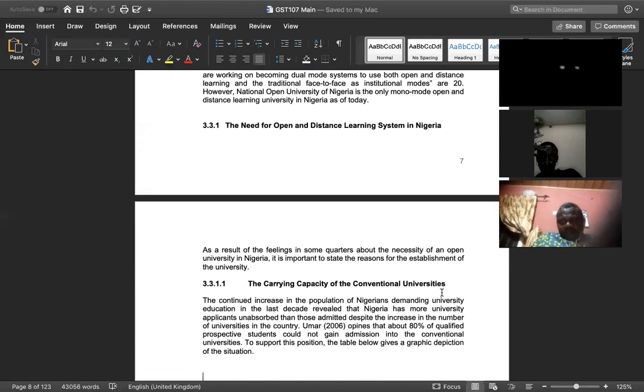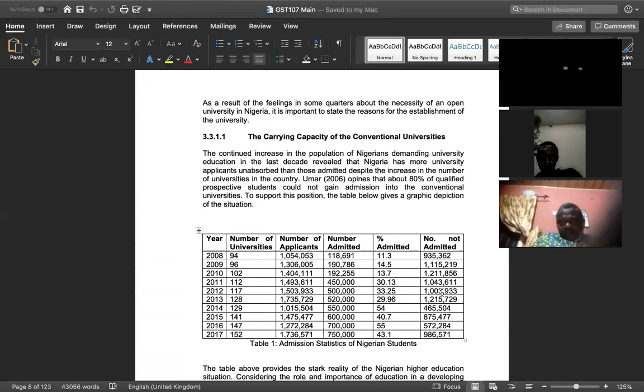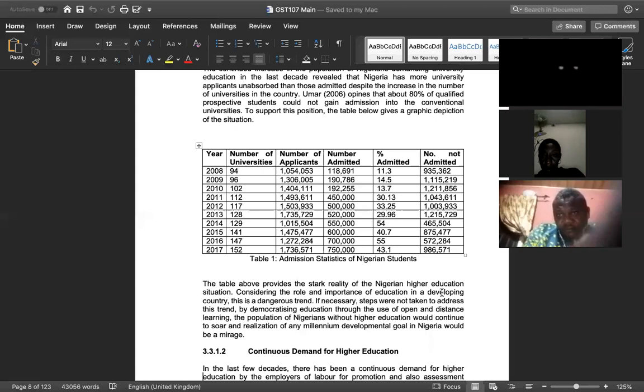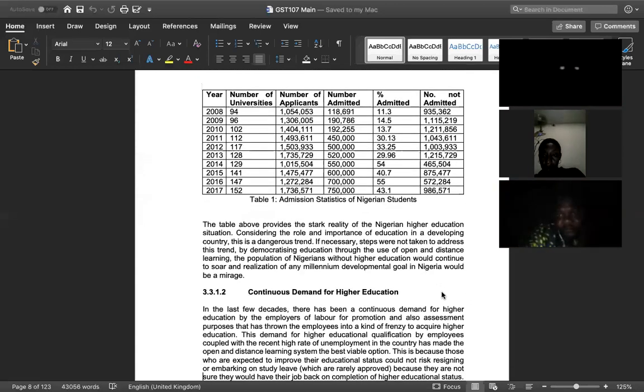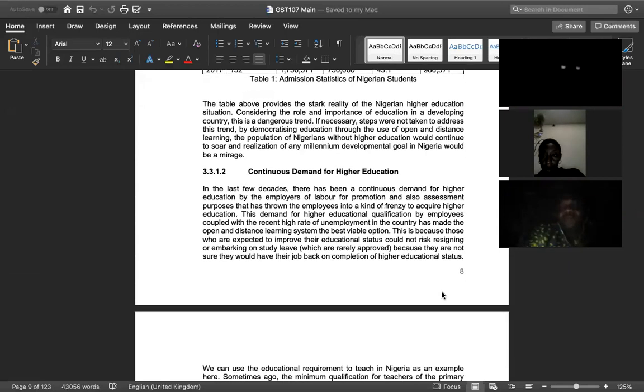Now, why do we actually need the open and distance learning system? And you will see the reasons, the carrying capacity of conventional universities in Nigeria. I have a table there showing the admission category of students from 2009 to 2017. How many students sitting for exam? How many admitted? How many are not admitted? And you discover that there is no way that the carrying, even at 160 something universities in this country, the demand for education is such that they cannot. It's still very high. So I think as of now, NOUN is already having a student population of about 450,000.